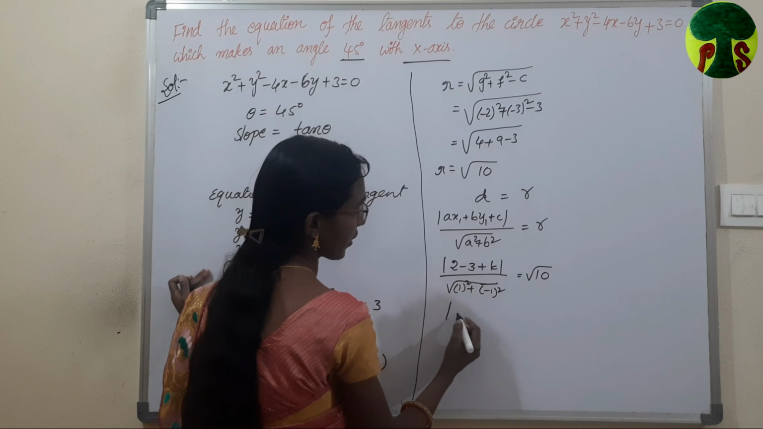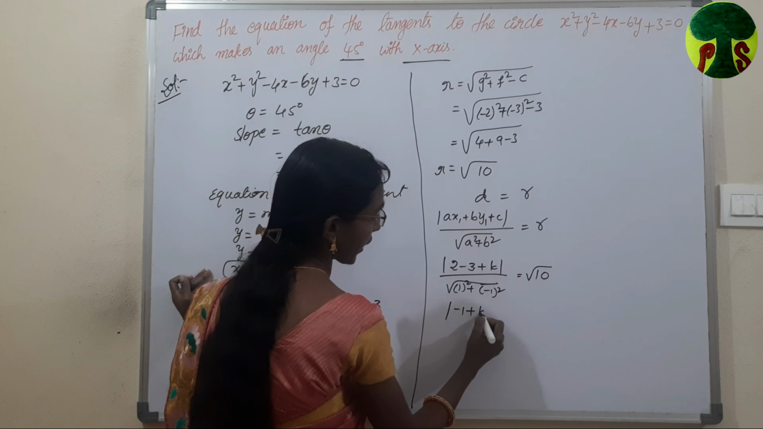Modulus of 2 minus 3, which is minus 1, plus k, divided by square root of 1 square, which is 1, plus minus 1 square, which is also 1, equals square root of 10. So modulus of minus 1 plus k divided by square root of 2 is equal to square root of 10. Modulus of minus 1 plus k is equal to square root of 10 into square root of 2.